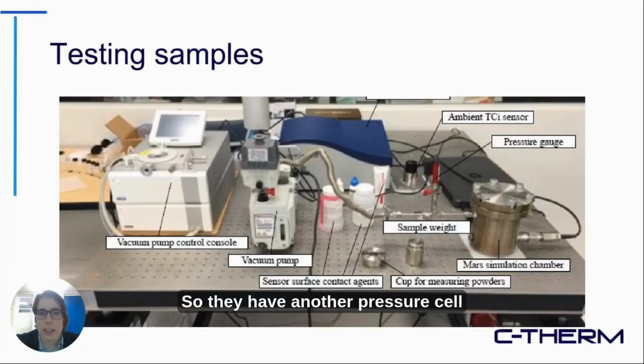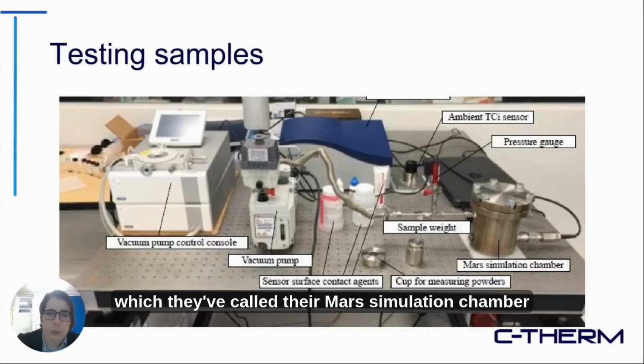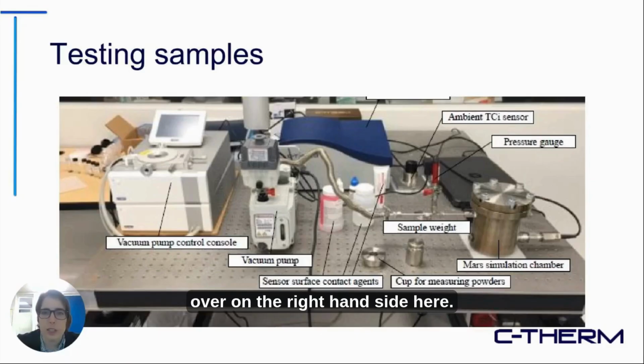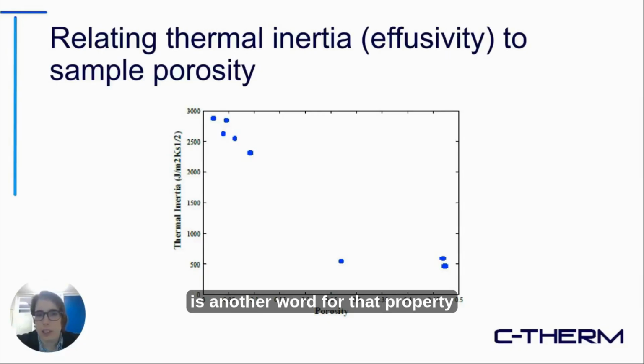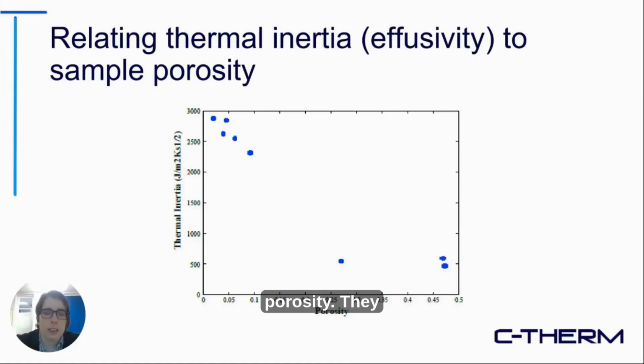So the test setup looked like this. They have another pressure cell, which they've called their Mars simulation chamber, over on the right-hand side here. They've got pressure gauges and relief valves, the ambient pressure TCI sensor, their vacuum pump, which they use to create the low atmosphere inside of the cell, and a control console for their vacuum pump. And they can characterize here the thermal inertia of the rocks, or their thermal effusivity is another word for that property, relative to the sample porosity. They can also perform a similar exercise with thermal conductivity.